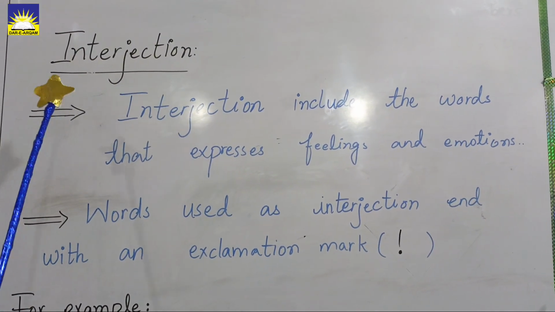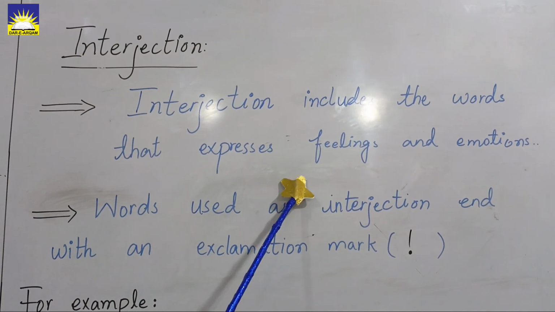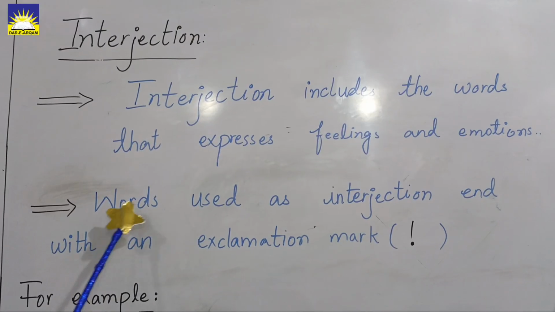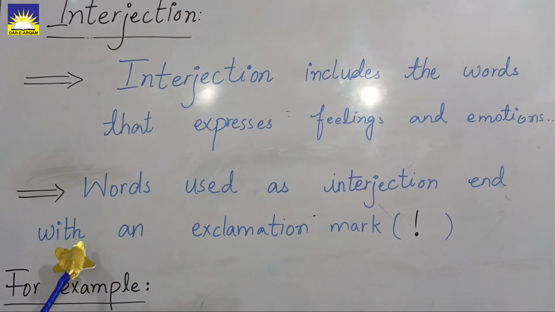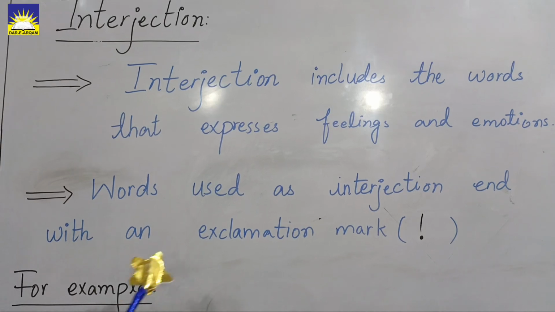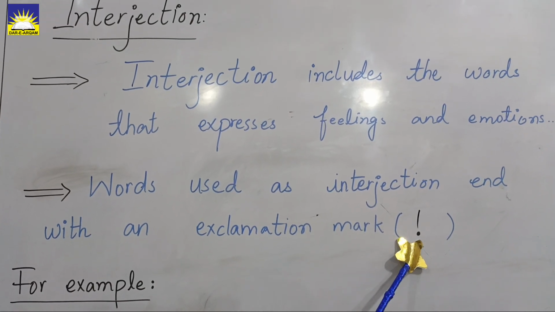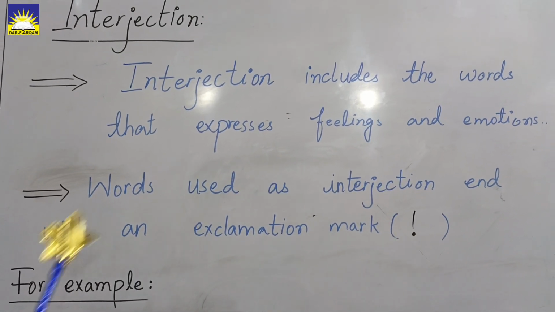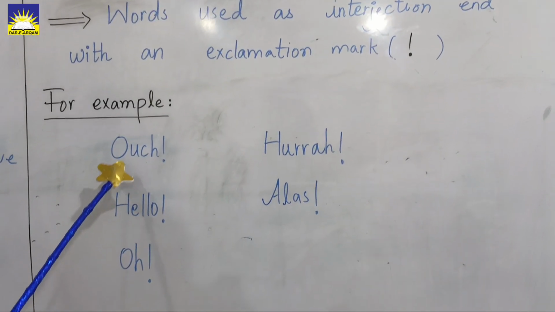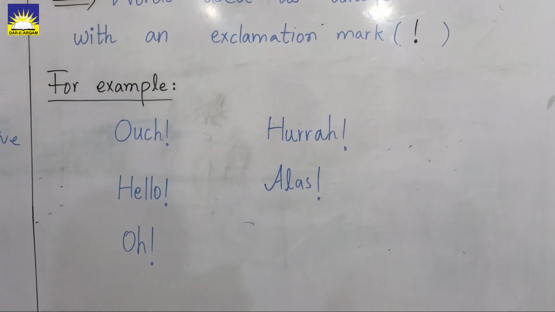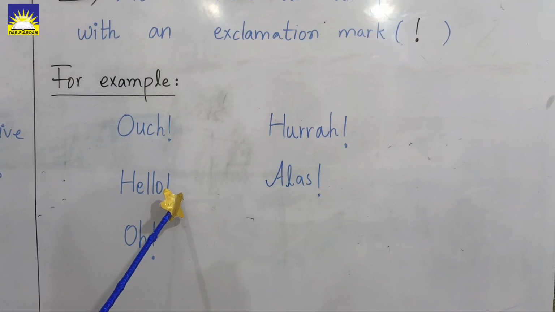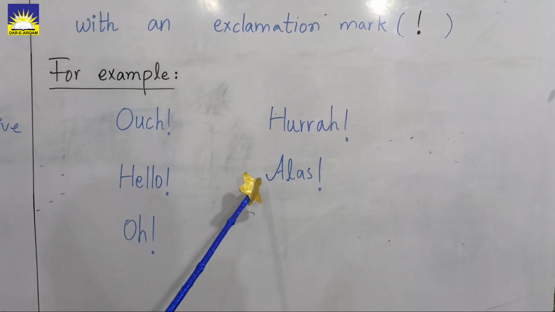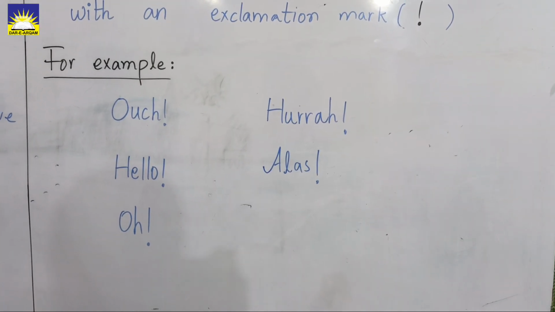Interjections include the words that express feelings and emotions. Words used as interjections are used with an exclamation mark. For example, whenever you use such a word, you are going to use an exclamation mark after that. Here it is an exclamation mark. For example, ouch, I tripped badly. Hello, dear friend, I won a prize. Alas, he died, etc.